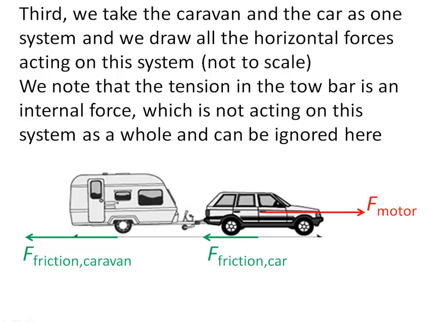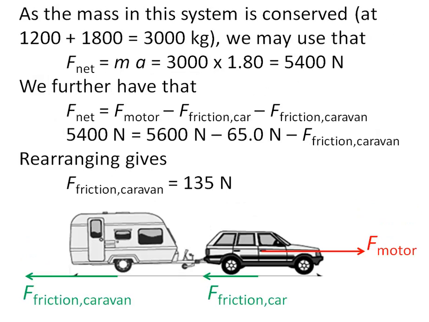And we only have the force exerted by the motor, the frictional force acting on the car, and the frictional force acting on the caravan. As the mass in this system is conserved at 3000 kilograms, we may use Newton's second law to be that the net force is equal to m times a, which in this case is equal to 3000 times 1.80 is 5400 newtons.